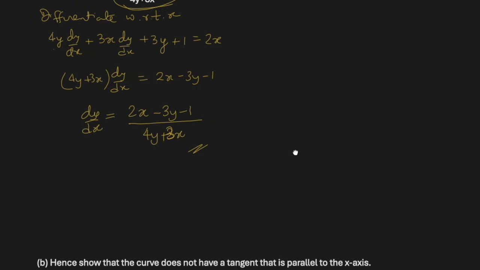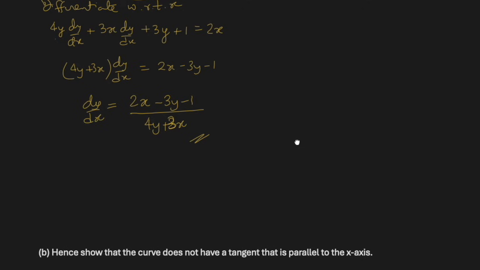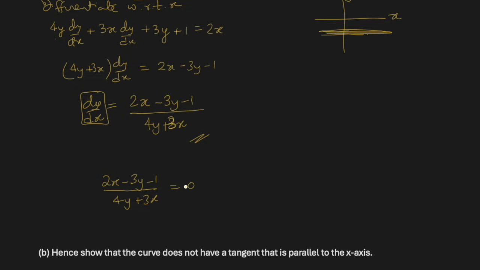B part, show that the curve does not have a tangent that is parallel to the x-axis. Being parallel to the x-axis, yeah, this is the x-axis, this is the y-axis, means a horizontal line they're talking about. And what is the gradient of a horizontal line? 0. And dy over dx is nothing but that gradient. So 2x minus 3y minus 1 over 4y plus 3x, which was dy over dx, is equal to 0.